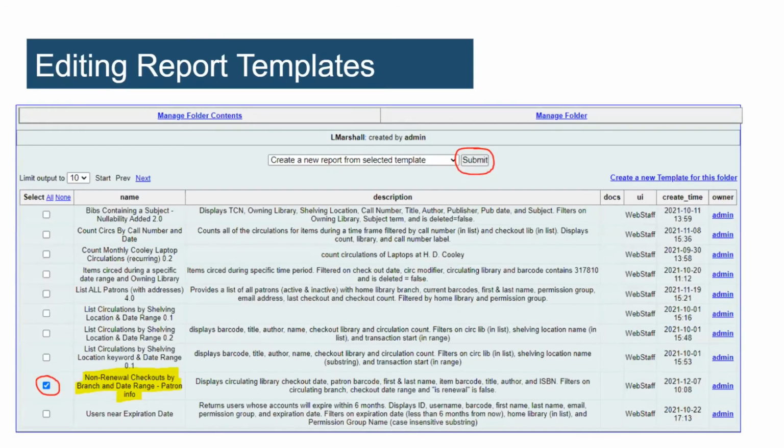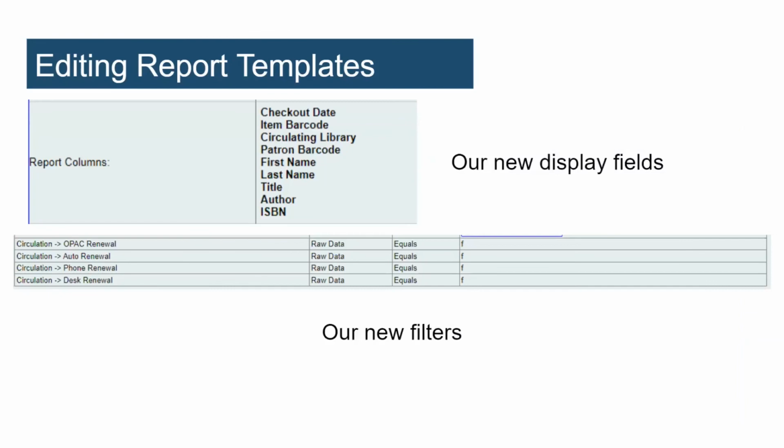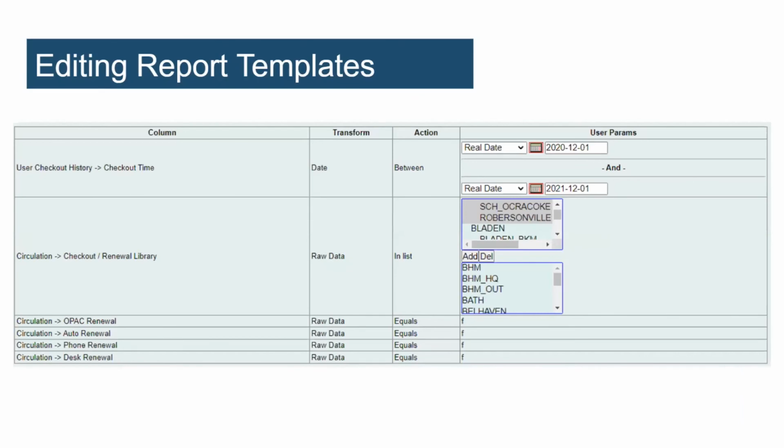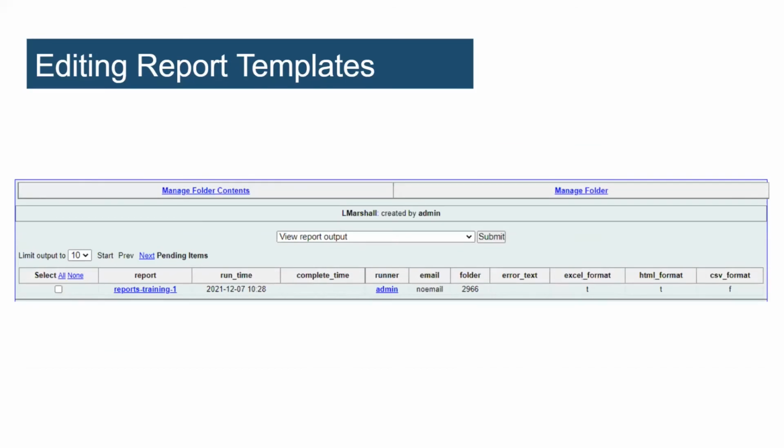Let's give our template a run. Find it in your folder and select Create New Report from Selected Template. In our report setup, we can see our new display fields and filters. Nice. I've set up the report to run from 2020 to 2021 with all of BHM's branches. The report will take additional time to execute because of the additional fields that we've added.